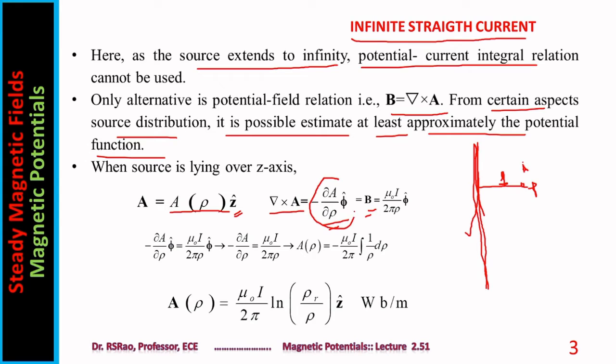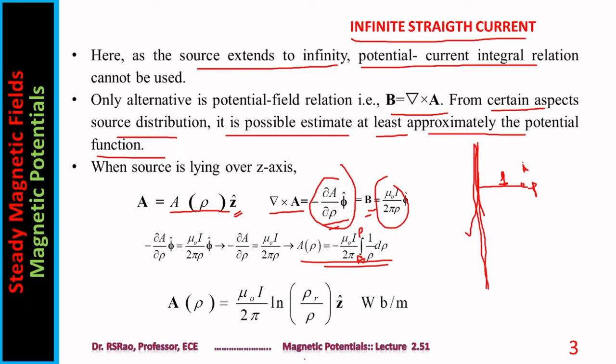Now equate these two relations, perform integration to get A. So A rho comes out to be minus mu naught I by 2 pi integral 1 by rho d rho. We have to substitute limits. Let us suppose the reference point radial distance is rho r and the field point radial distance is rho.